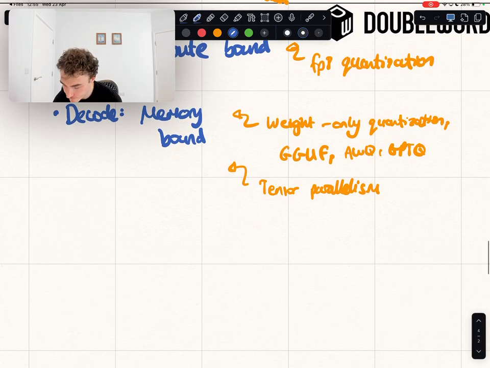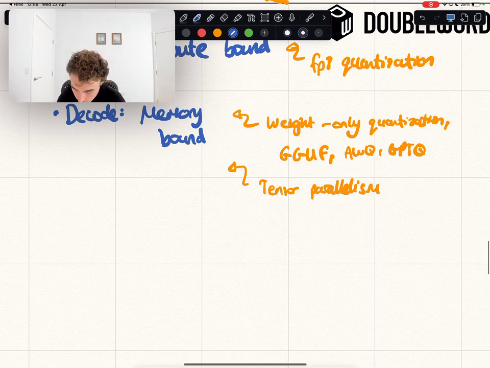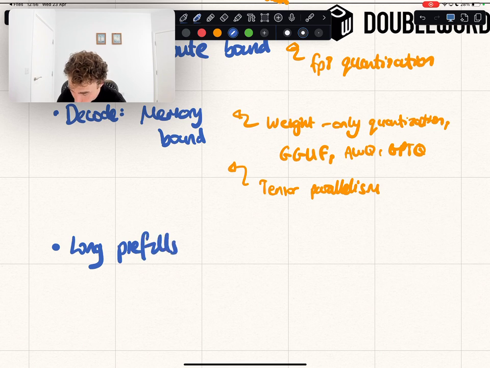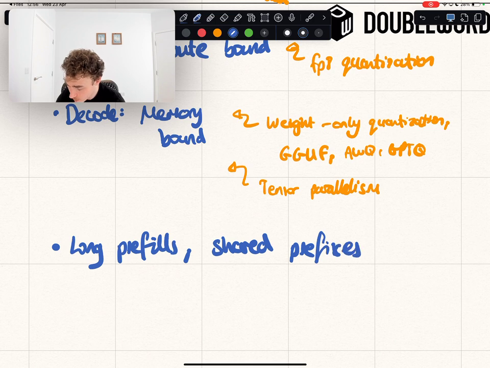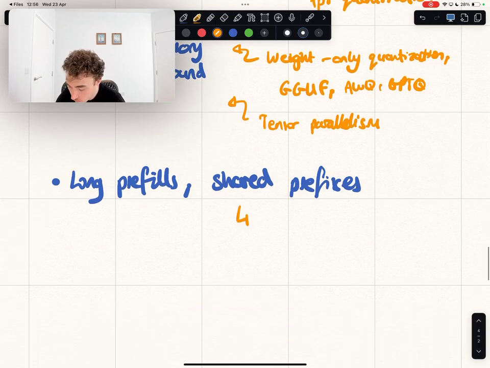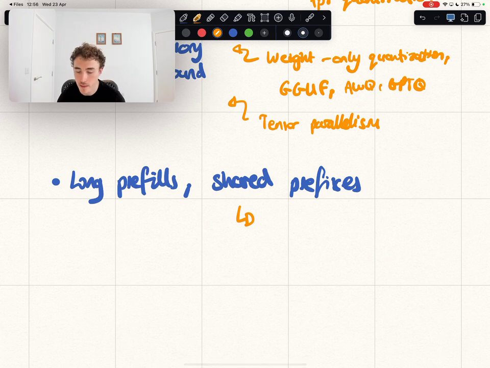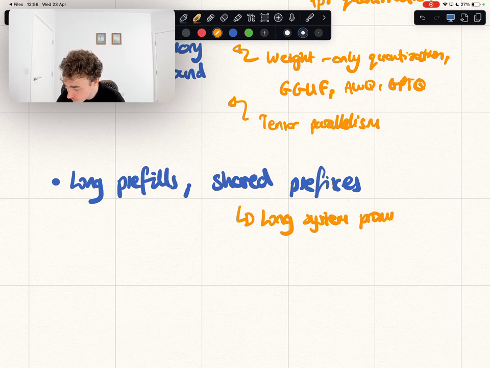keep track of. The other thing is, if your users are sending in long prefills, but in particular if they have shared prefixes. So for example, this is common if your downstream application teams are using very long system prompts, such that a lot of these prefills are just repeating the same work over and over again, then it probably makes sense to look into some sort of inference optimization technique like prefix caching.